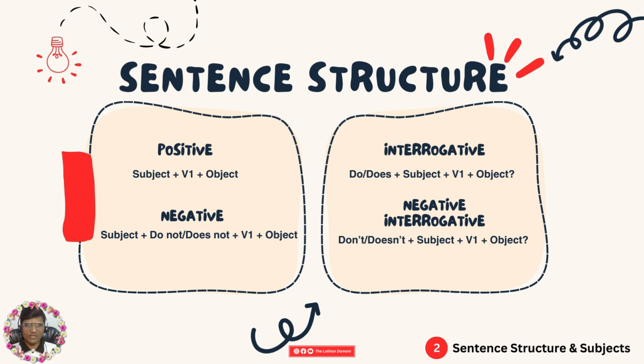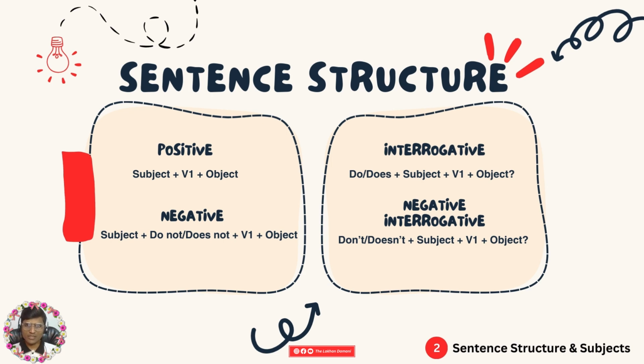First of all, you have to add the subject, then V1. What is V1? First form of the verb. First form of the verb, right? Verb first. So the first form of the verb and then the object.